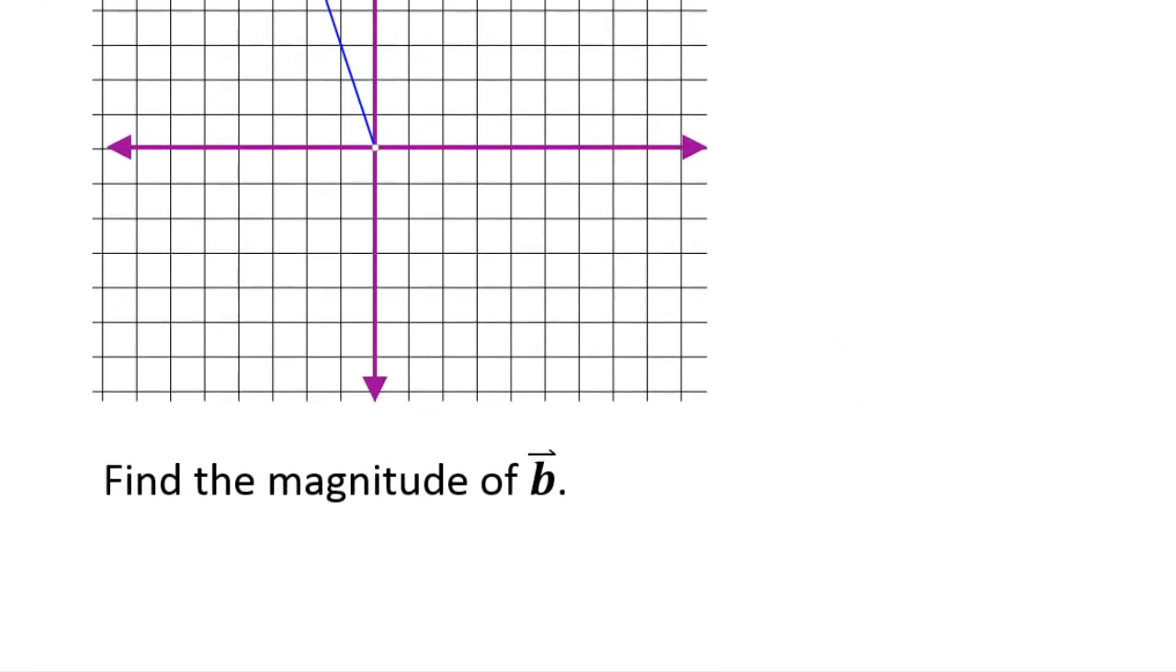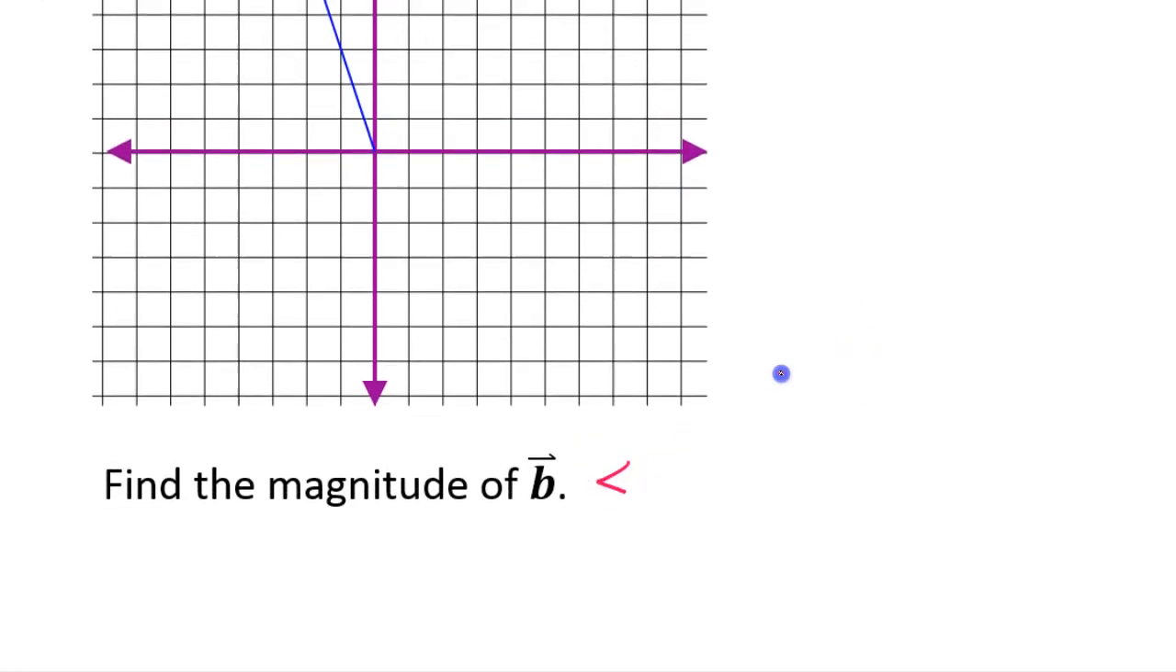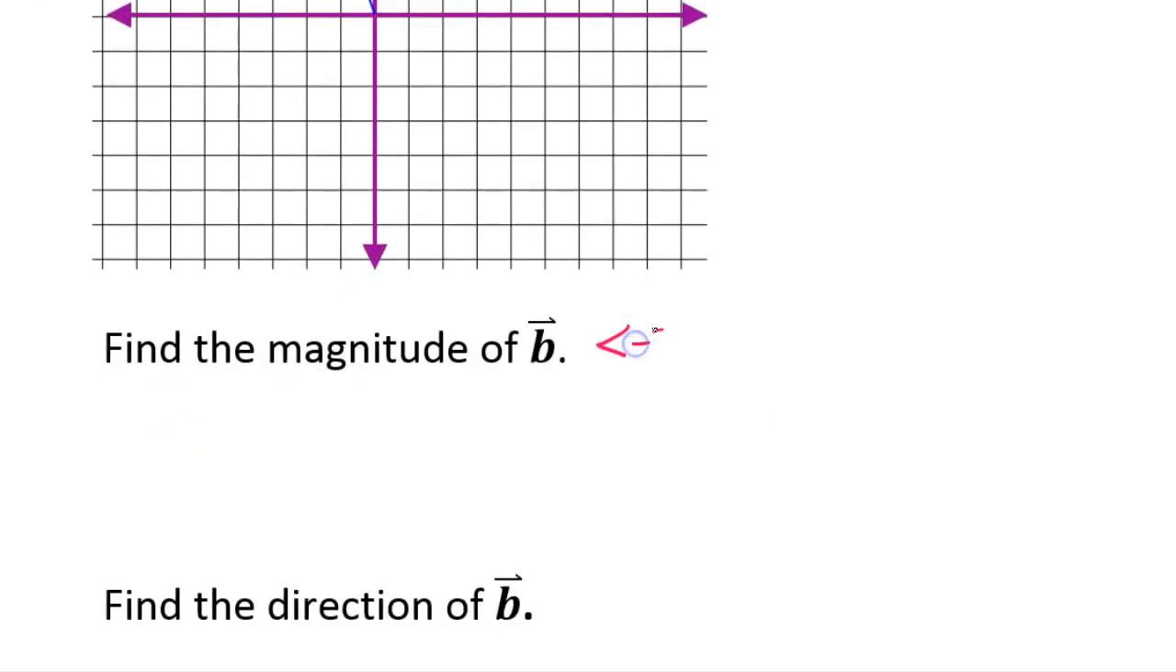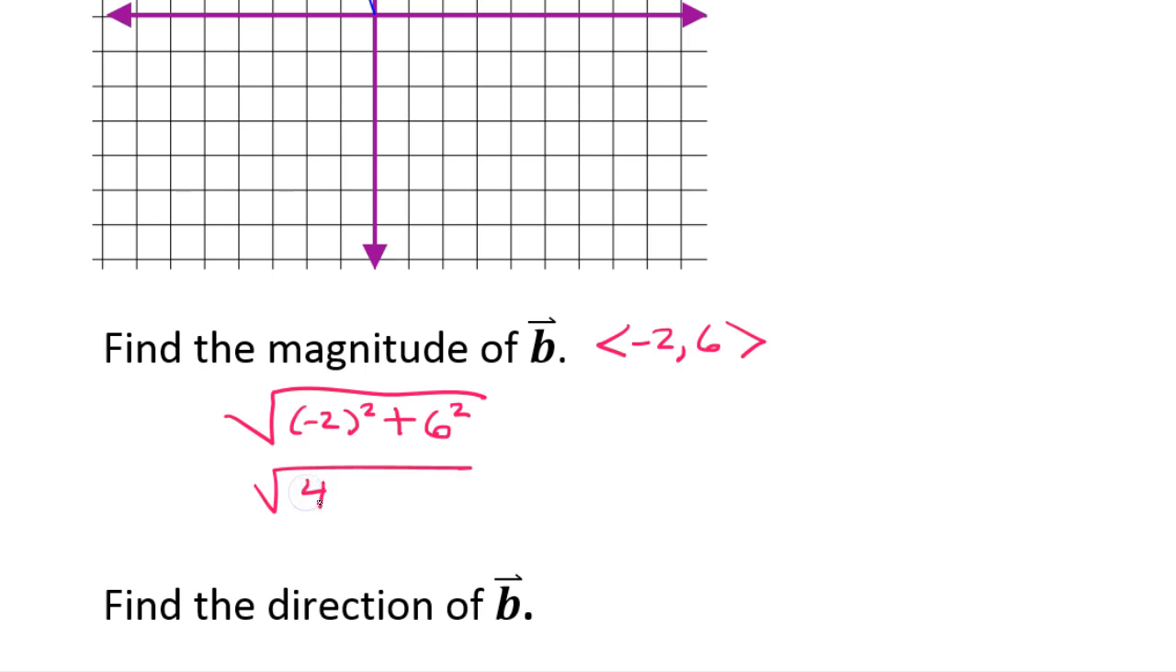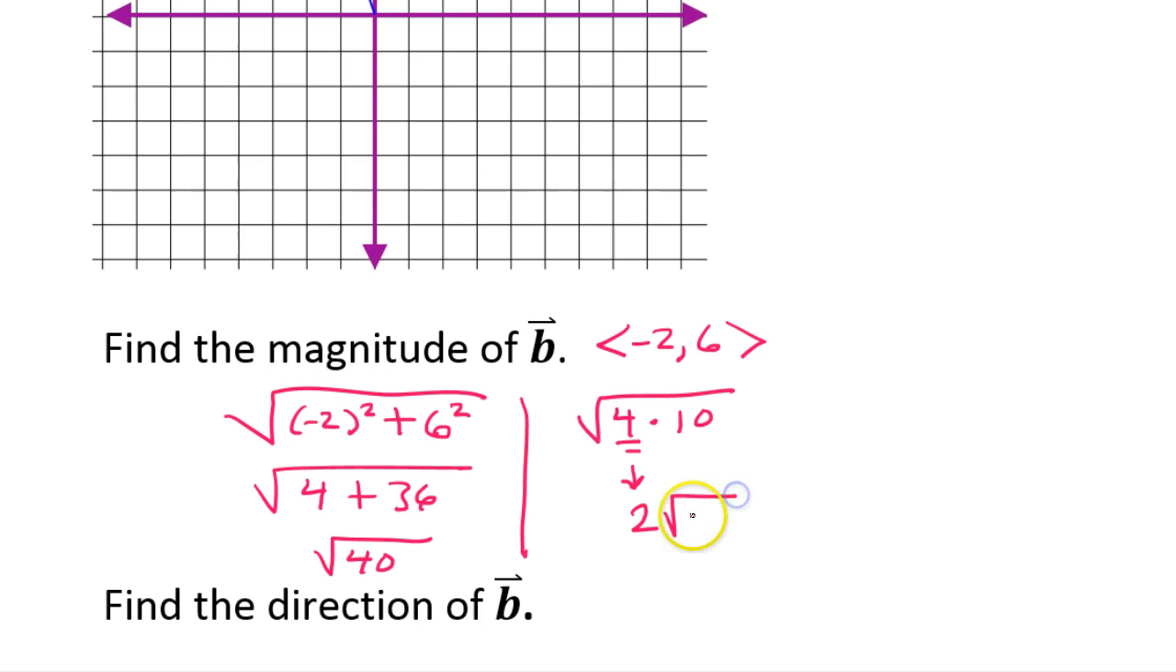Now the magnitude. So since vector b is negative 2 comma 6, the magnitude is going to be the square root of negative 2 squared plus 6 squared. So that's going to be the square root of 4 plus 36. So that's going to be the square root of 40. Now 40, of course, is 4 times 10, 4 being a perfect square. The square root of 4 is 2. So we're left with 2 root 10. So this is the magnitude.